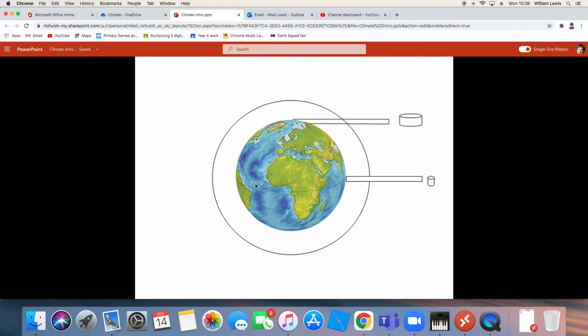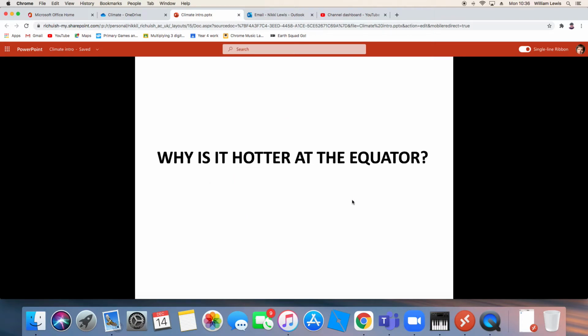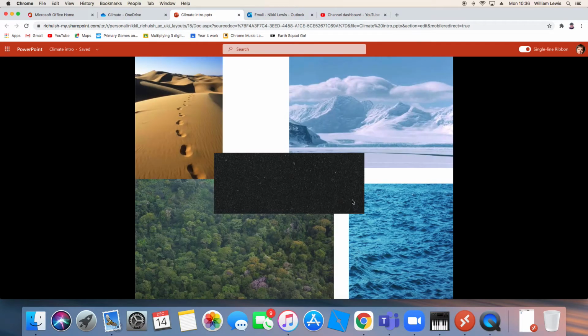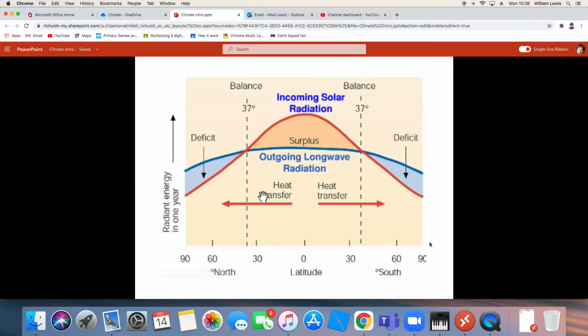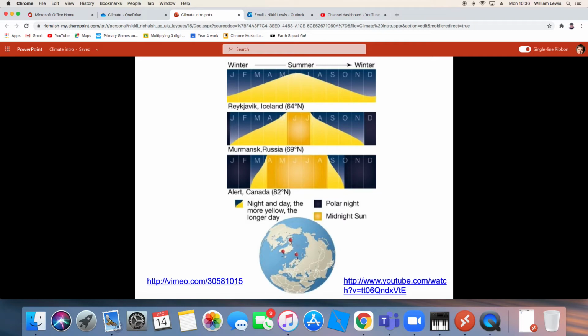If you think about the kinds of colours that you're going to get near the equator, they're going to be much darker. So again, I'm just going to link back to last lesson. These are the kinds of colours you're going to get near the poles. These are the kinds of colours you're going to get at the equator. So that means that at the poles, most of the insolation is reflected, whereas at the equator, most of the insolation is going to be absorbed.